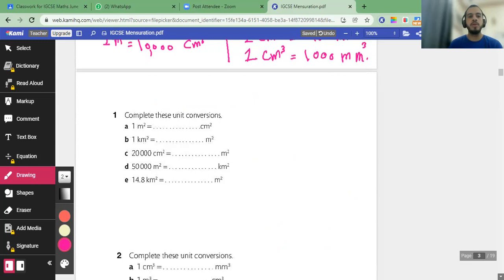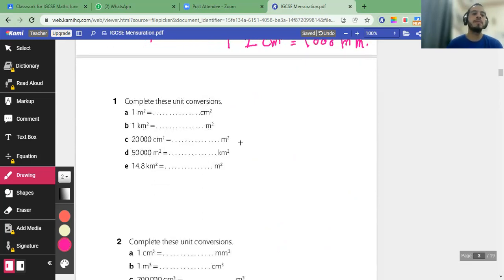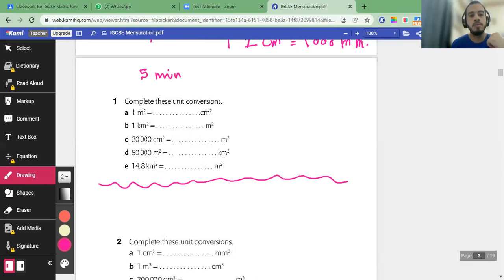Okay, guys. So now we need to make this conversion, this question 1 and question 2. Let's start with question 1. I will give you 5 minutes. Try to solve it. 5 minutes only.